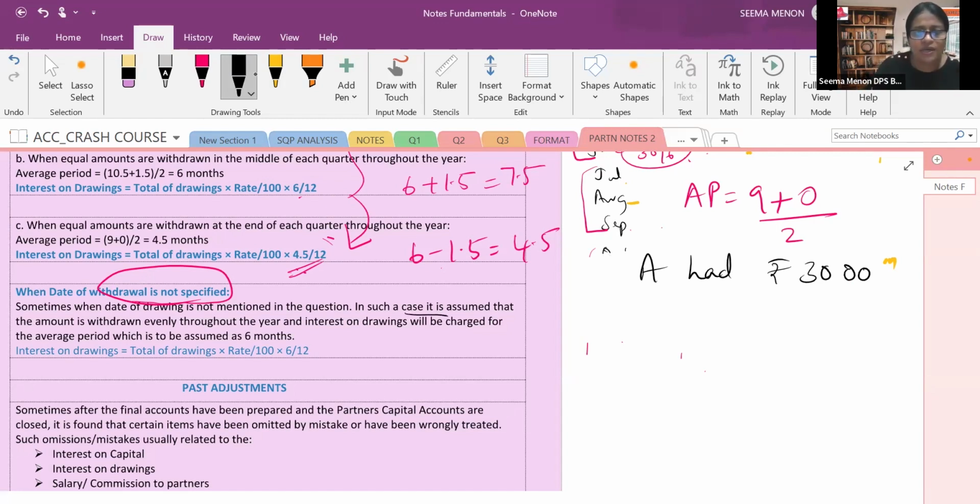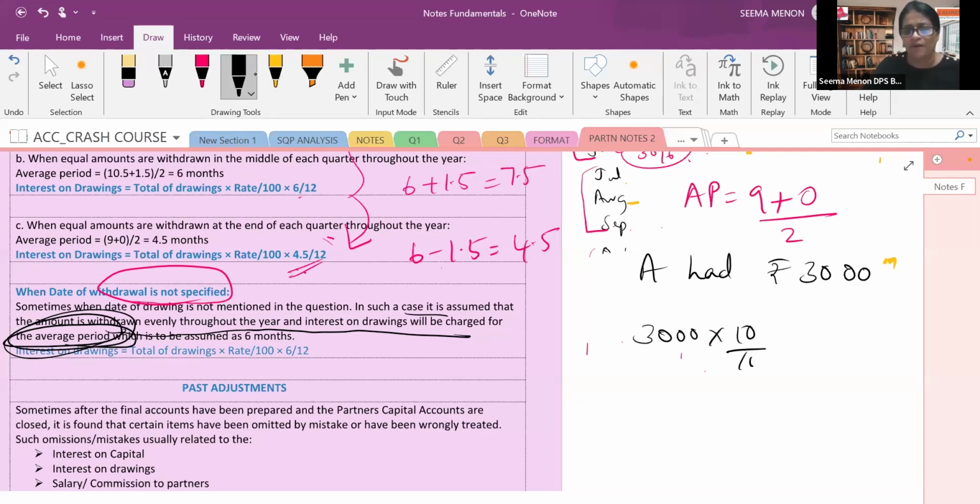Then in such case, it is assumed that amount withdrawn evenly throughout the year and interest on drawing will be charged on an average period. Average period means always 6 months. So here the 3000 multiplied by rate, suppose 10%, it will be always 6 upon 12. It should be mentioned, no date is mentioned.